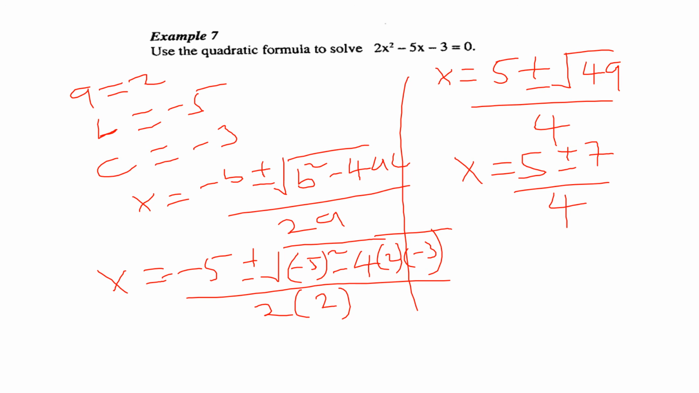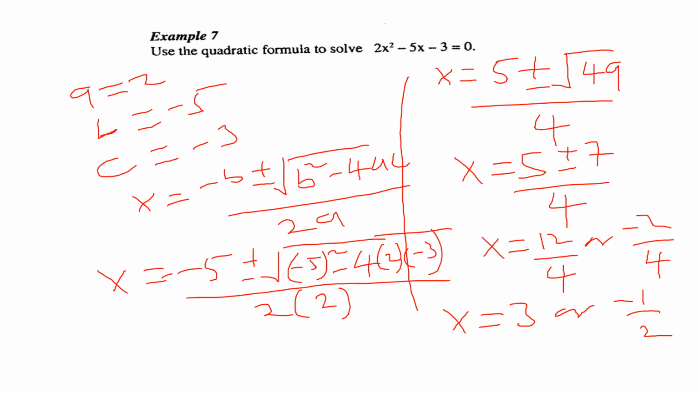So we can say that x is equivalent to 12 divided by 4, or negative 2 divided by 4. So x in this case is equal to 3, or negative 1 over 2. So that is how you can solve using the quadratic formula.